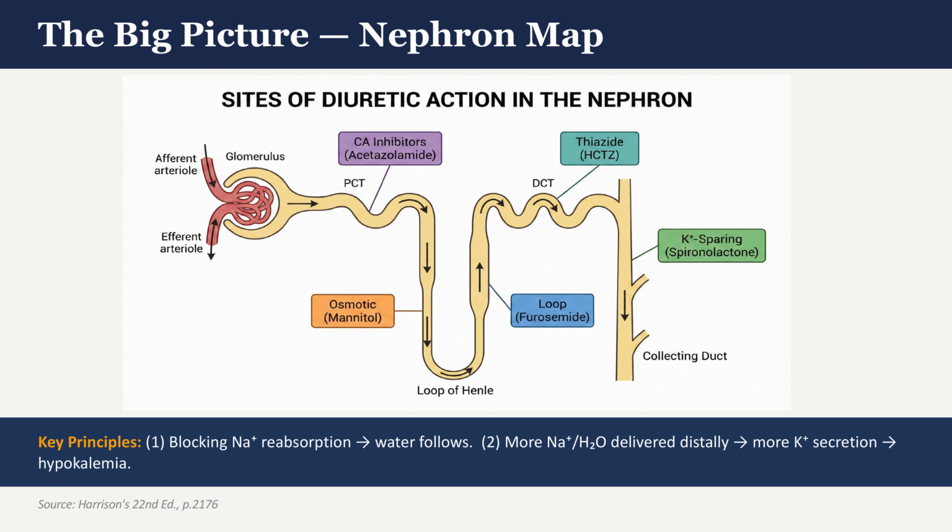Keep 2 principles in mind throughout this whole video. Principle 1, any drug that blocks sodium reabsorption forces water to follow into the urine. That's your diuretic effect. Principle 2, the more sodium and water you deliver to the distal nephron, the more potassium gets secreted there, which means most diuretics cause hypokalemia. The exception is potassium-sparing diuretics, and we'll explain why.